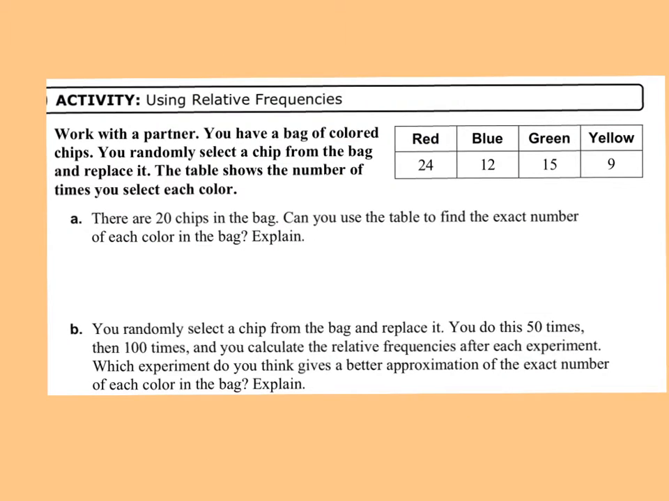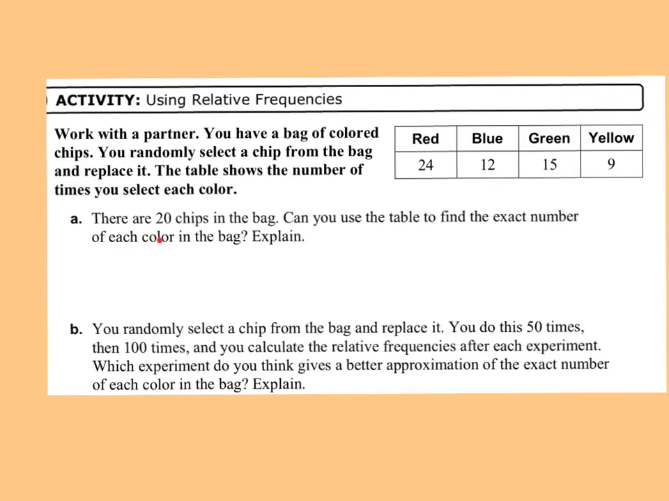We can use relative frequencies to help us make decisions about what we can't see. So in this example, we have a bag of colored chips. You are randomly selecting a chip from the bag and replacing it each time. The table shows the number of times you select each color. So we have red was 24, blue 12, green 15, and yellow 9.